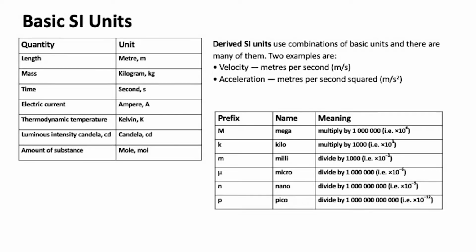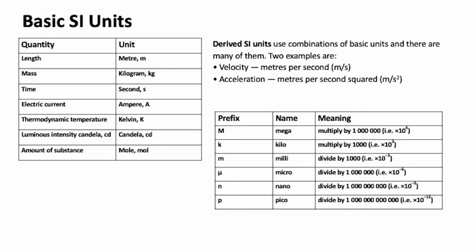You have velocity, which is measured in meter per what? Per second. Meter per second. We have acceleration, which is measured in what? Meter per second squared. So all these are basic units that we can see in the material that we have.